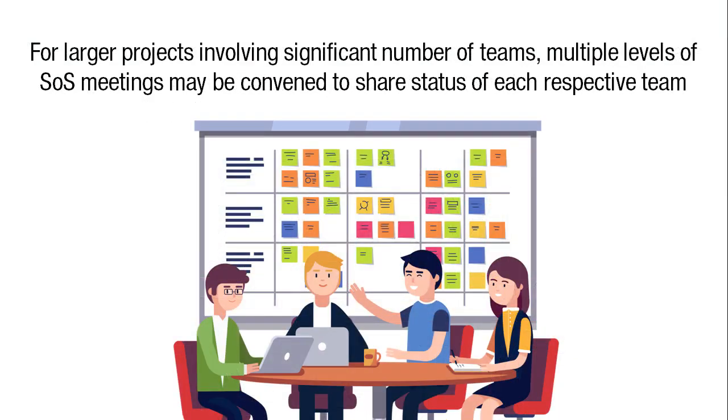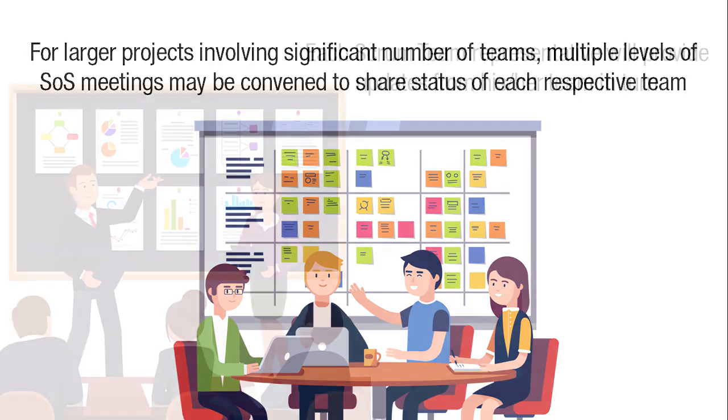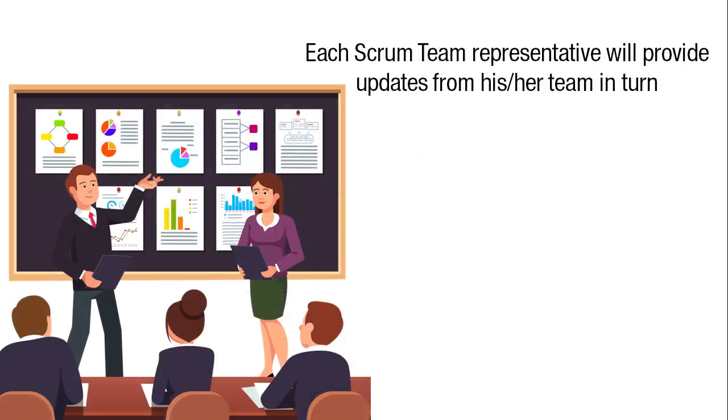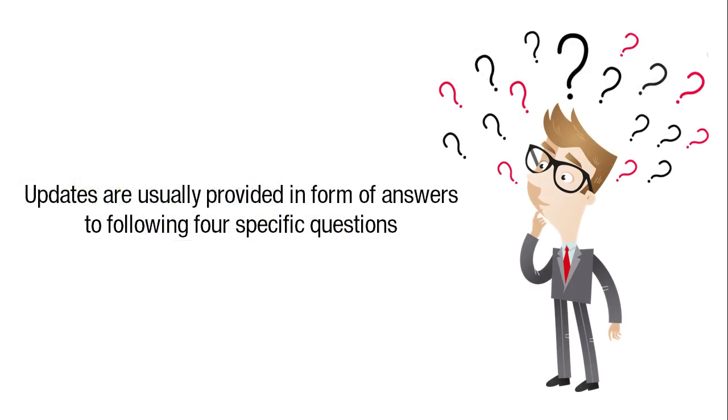For larger projects involving a significant number of teams, multiple levels of Scrum of Scrums meetings may be convened to share the status of each respective team. Each Scrum team representative provides updates from his or her team in turn. These updates are usually provided in the form of answers to the following 4 specific questions.